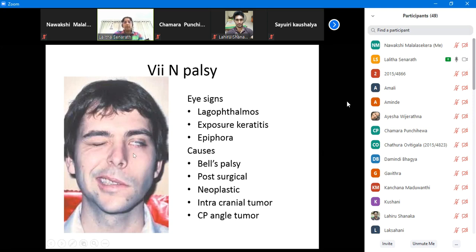The lid movements are usually supplied by the seventh nerve. It's the muscle of the orbicularis oculi. Therefore, if it is not functioning, they can't close the lid and they get exposure keratitis, epiphora. Its causes are Bell's palsy, post-surgical, neoplastic or intracranial tumors or CP angle tumor. You have to just know the pathway of all cranial nerves to locate where the lesion is.